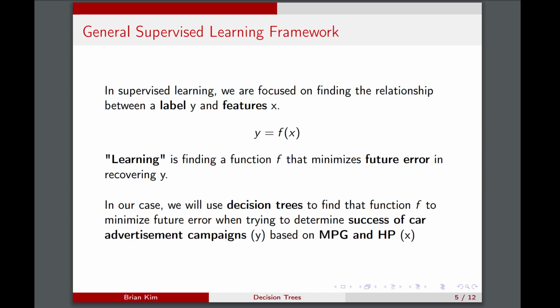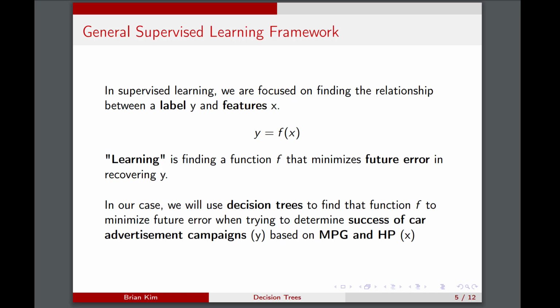All right, so now let's get into a little bit more about this supervised learning framework. Basically, in supervised learning, we're focused on finding the relationship between a label Y and features X. A lot of times you might have heard the label Y called the outcome variable or the dependent variable. These are all the same term being described. A lot of different disciplines call the same thing something different. And for the features, you might have heard it called independent variables, predictors, things like that. It's all the same.